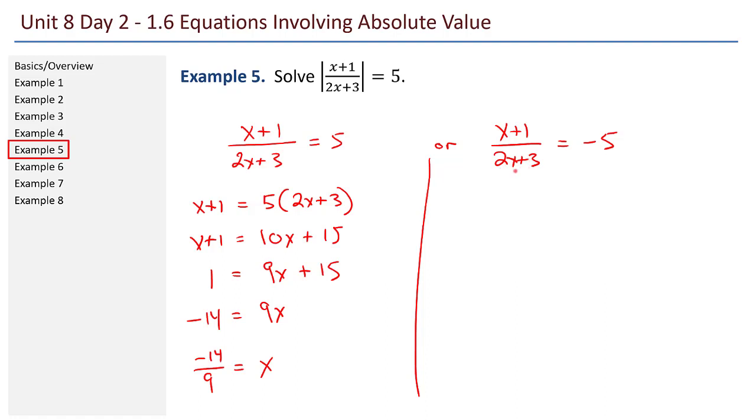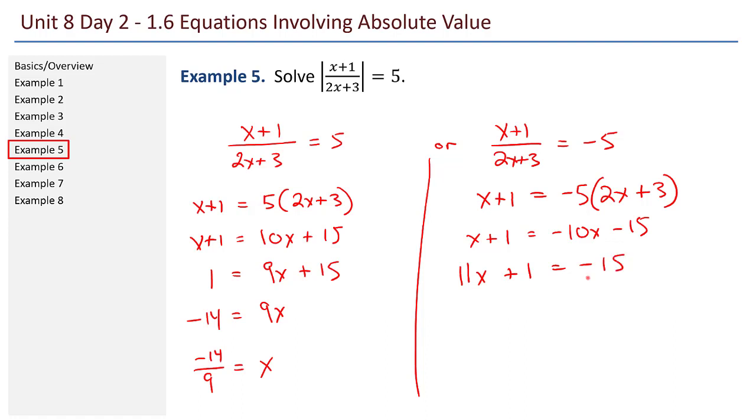On the right, I'll follow the same process. So multiply both sides by 2x plus 3. X plus 1. Distribute the negative 5. Now let's get all the x's together. Maybe I'll move my x's to the left this time. So I'll add 10x to both sides. 11x plus 1 is negative 15. Subtract 1 from both sides. And now I'm about ready to solve for x. There we go.